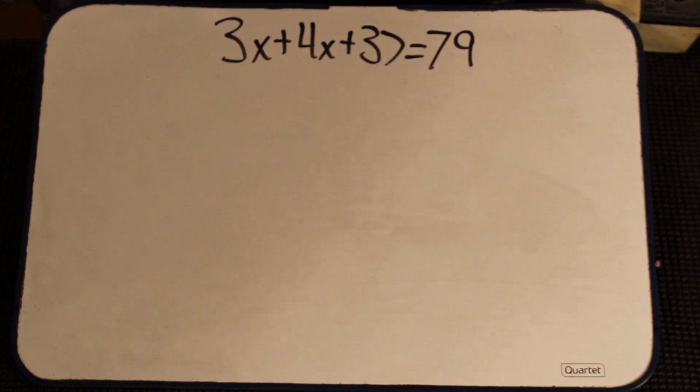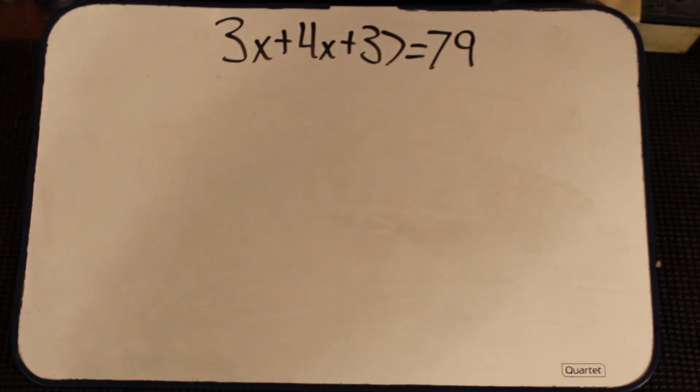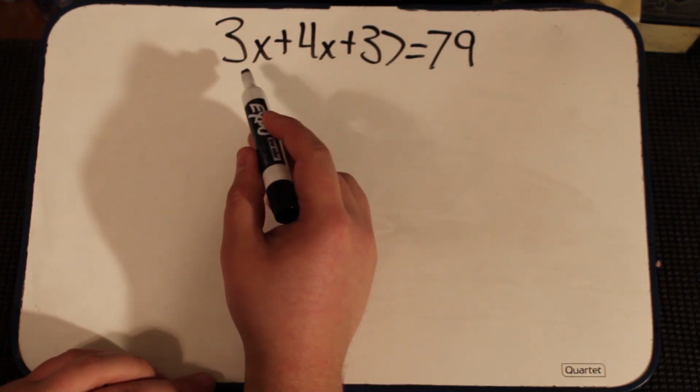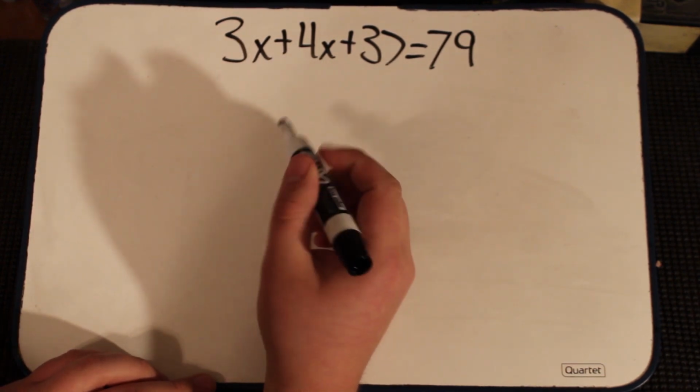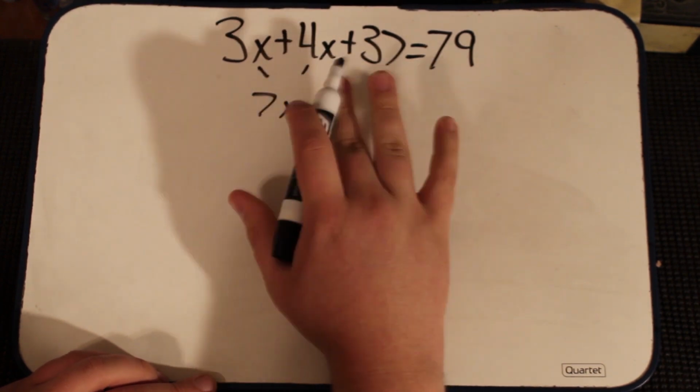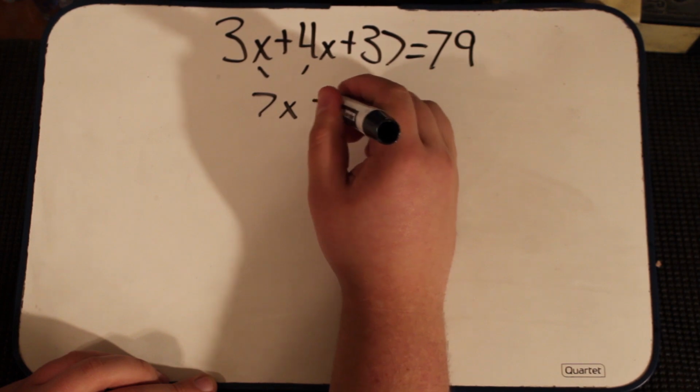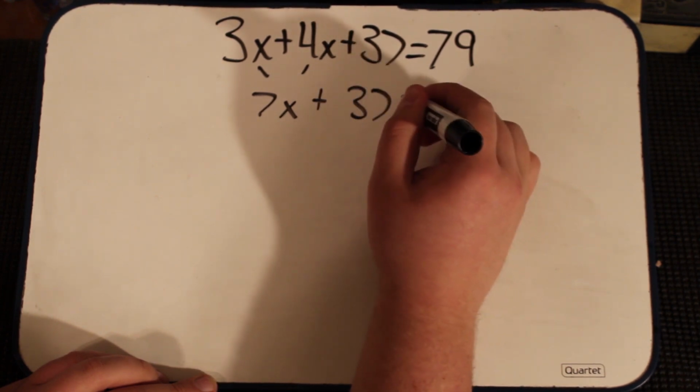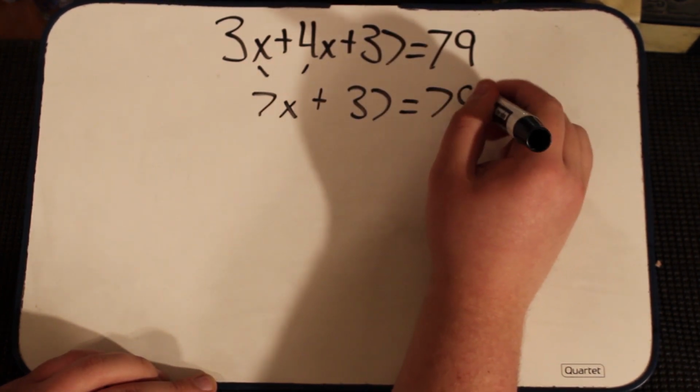So we have the equation here, 3x plus 4x plus 37 equals 79. Now you notice there's two different x terms. Well, that means we have like terms and we can combine them. So let's do that. When I combine 3x and 4x, they're added together, I get 7x. Now I'm going to leave the rest of this alone. So drop down my 37, my equal sign, and my 79.